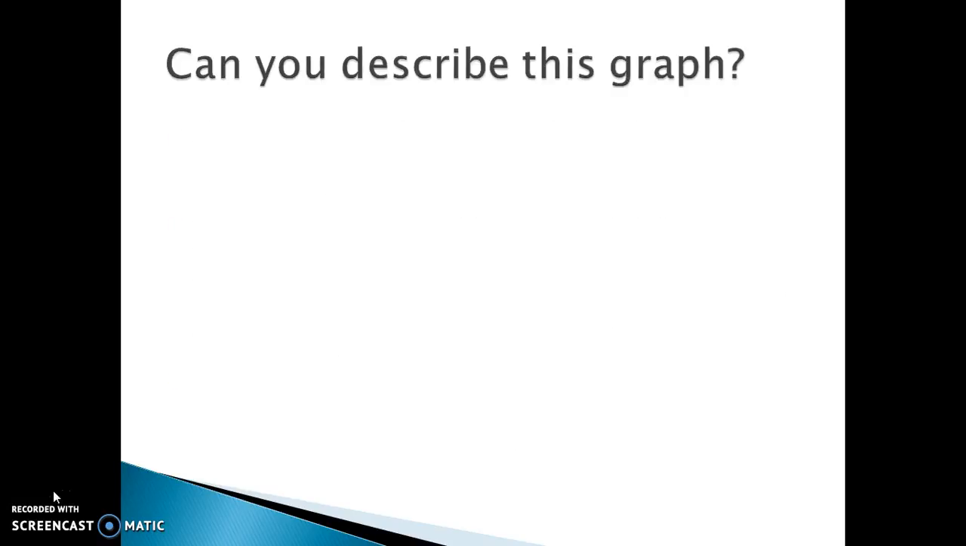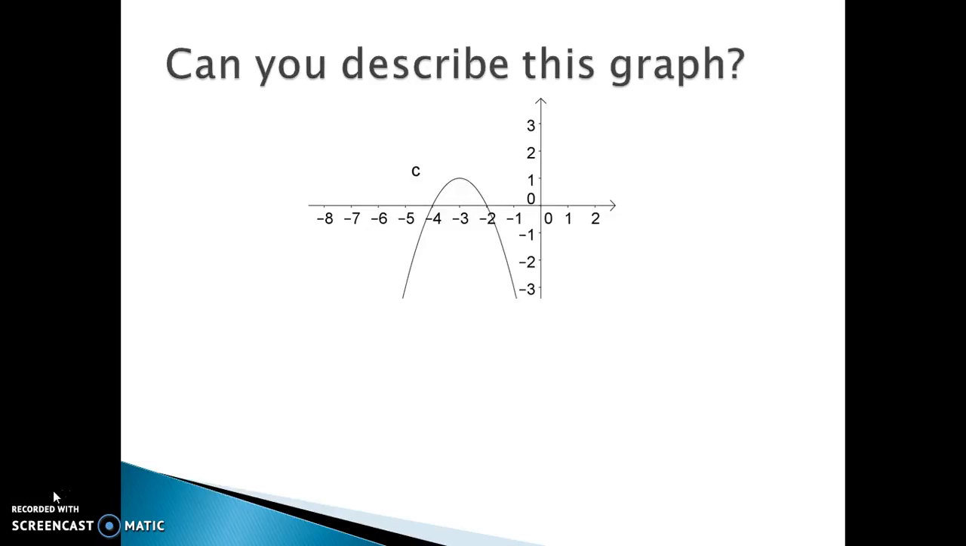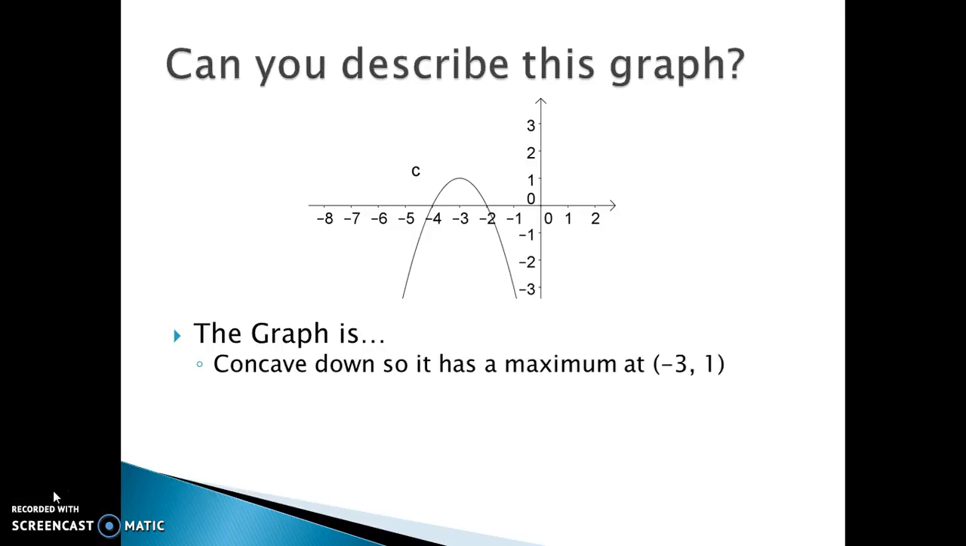All right. So let's do an example problem. Can you describe this graph? So this is just a graph of a parabola. What can you say about this graph? Alright, so here are just some things that I could say about this graph. I could say it's concave down because it's a downward U, it's a downward parabola.